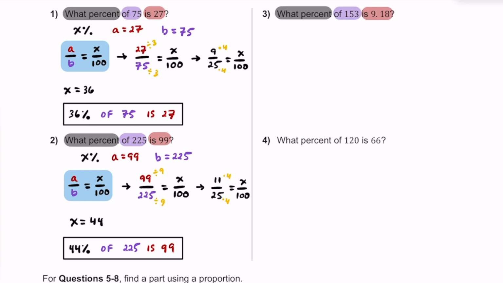All right, in number 3, we see that what percent of this 153 is 9 and 18 hundredths.